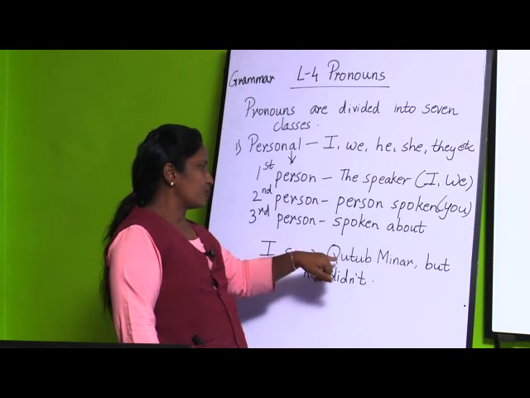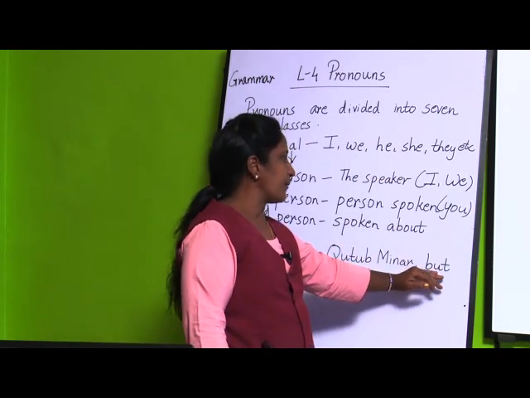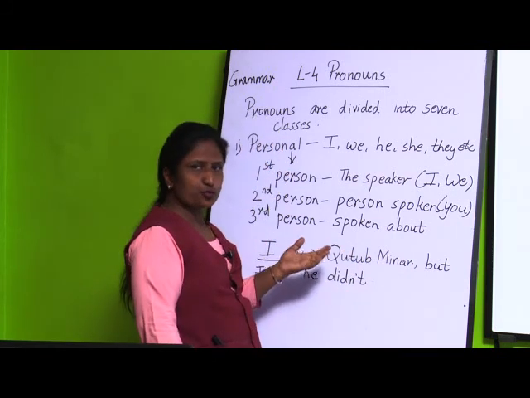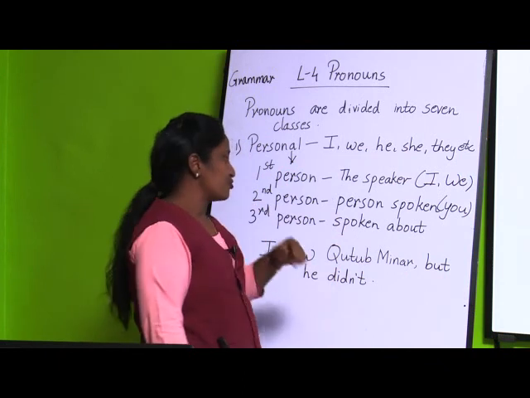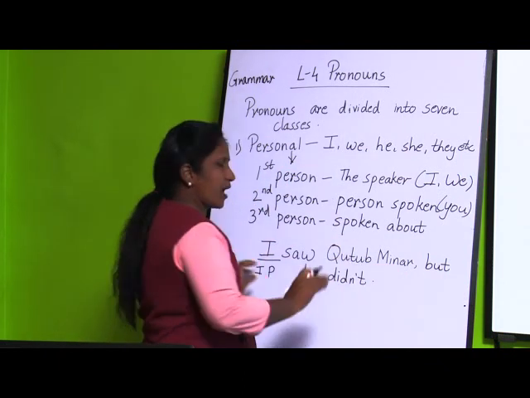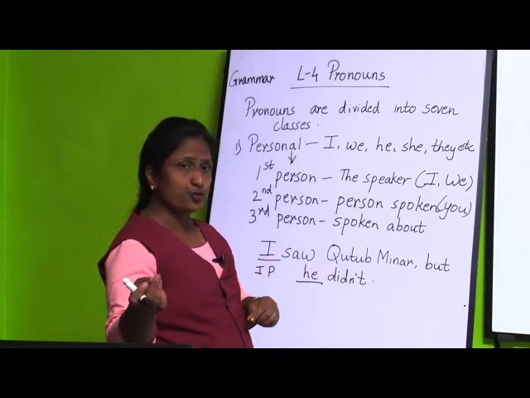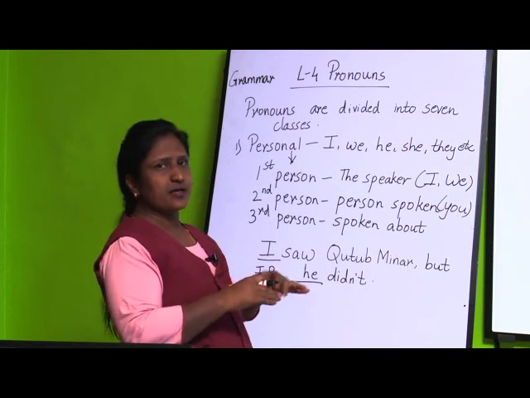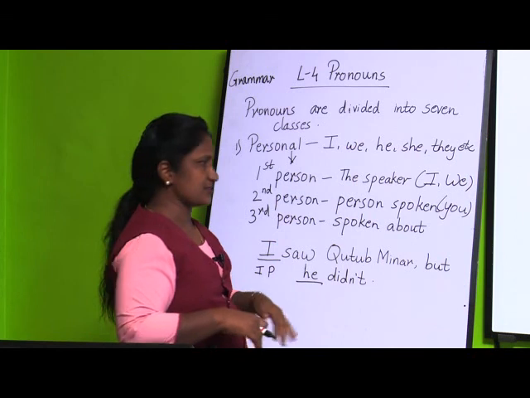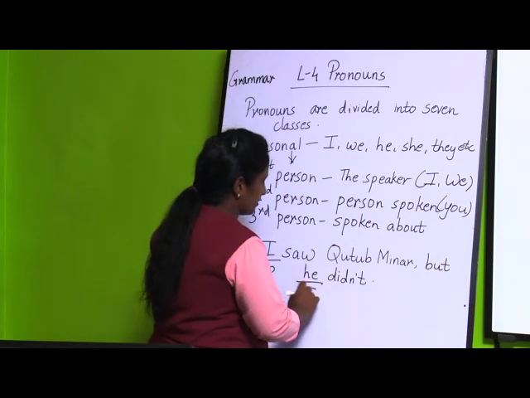Then Qutub Minar, suppose it is a non-living thing. Now here I am telling that I have seen the Qutub Minar and I am telling it to you. So you will be the second person. But he, now he, I am not telling directly to him. I am telling you that he has not seen. The third person will not be knowing that someone is talking about him. So he will be the third person.